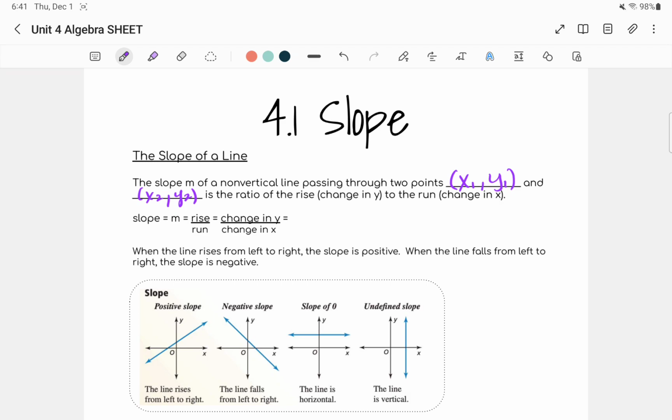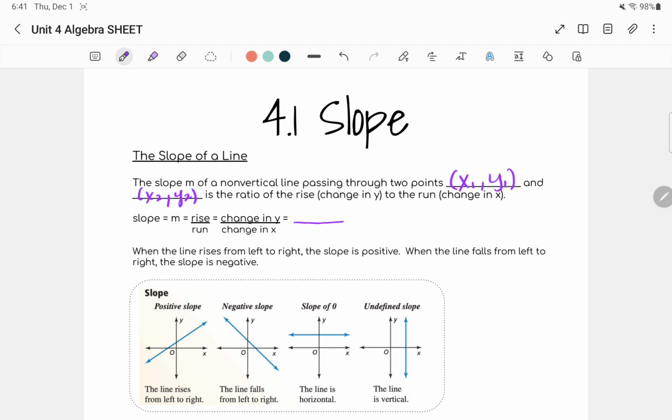even the steepness of a staircase, right? It's not just about how much it's going up and down, it's about also going left to right, and it's that ratio. So when you think of slope, think of rise over run, which is our change in y over our change in x. There's a couple other ways we're going to write it.